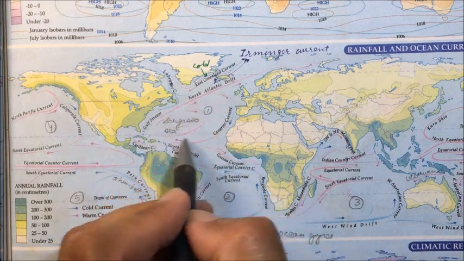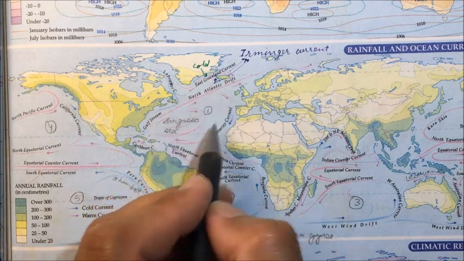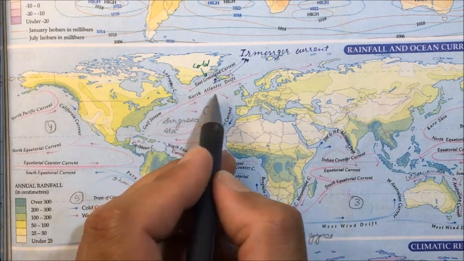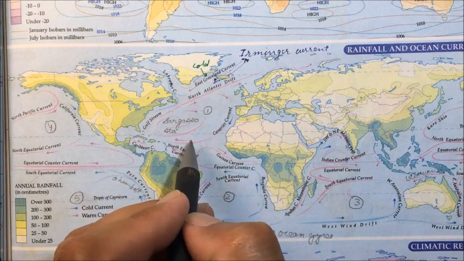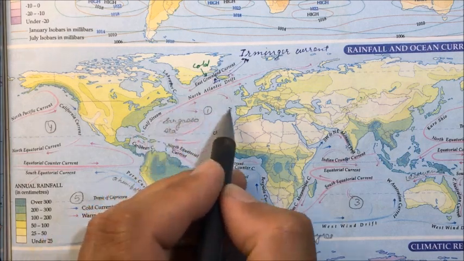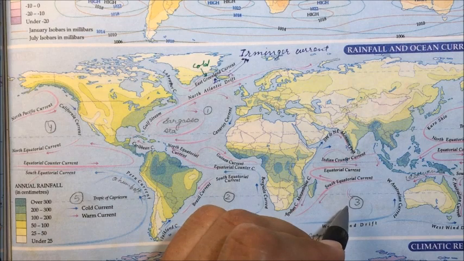So a circle is formed, and this we call gyres. This flow along the periphery of the ocean basin, we call gyres. Gyres are formed. So there are a total of 5 gyres.